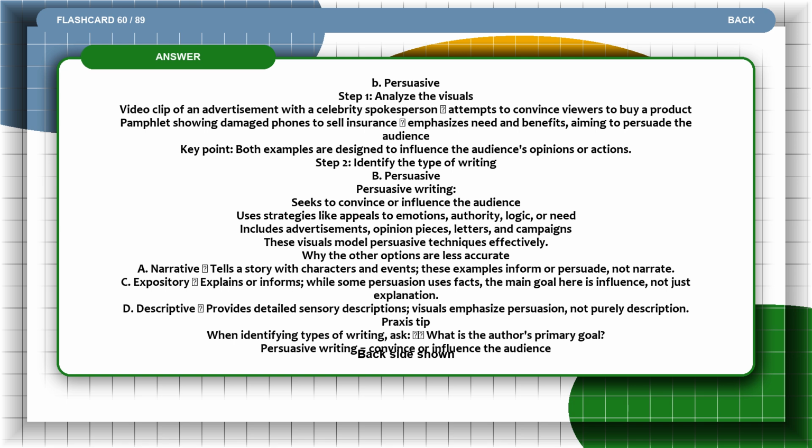Praxis tip: when identifying types of writing, ask or write, what is the author's primary goal? Persuasive writing equals convince or influence the audience.